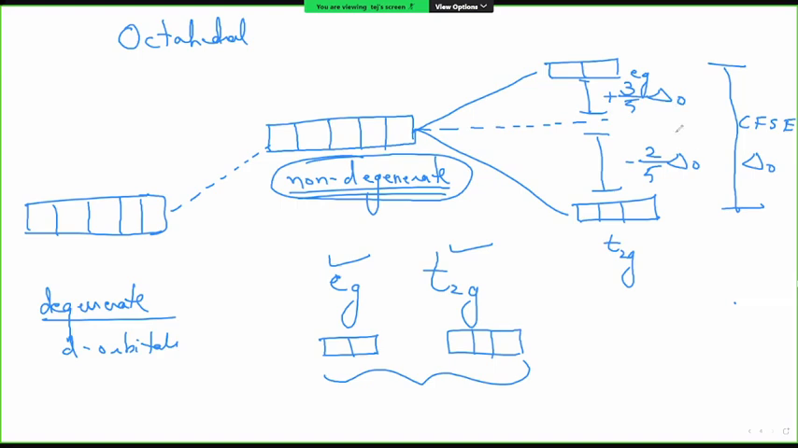Delta naught will always represent what? CFSE, meaning crystal field splitting energy. That's the meaning. Cool. Now, what will be the change if the question changes from octahedral to tetrahedral? One second, don't copy.